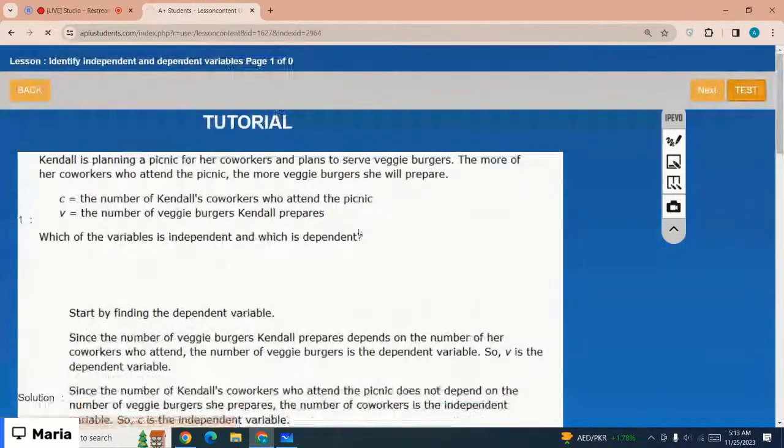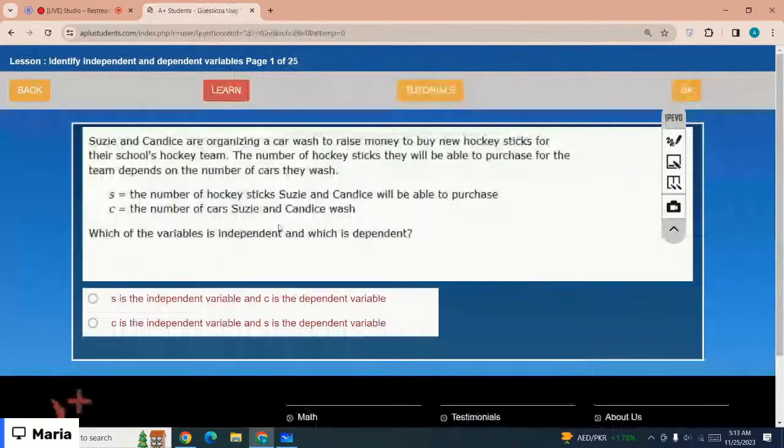Let's start with the test questions. Susie and Candice are organizing a car wash to raise money to buy new hockey sticks for their school's hockey team. The number of hockey sticks they will be able to purchase for the team depends on the number of cars they wash. Which of the variables is independent, which is dependent?